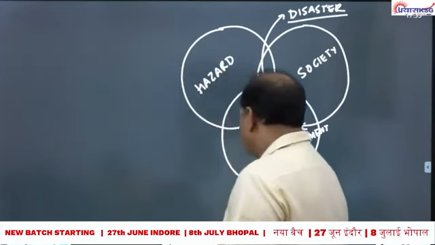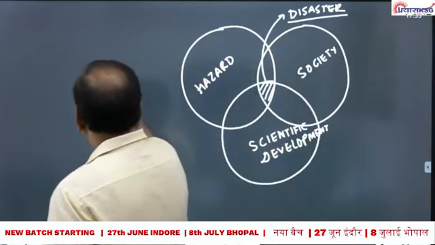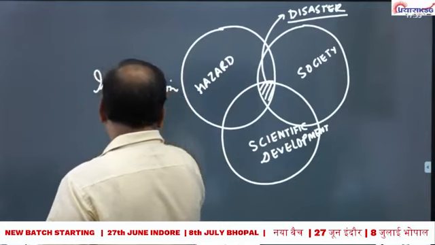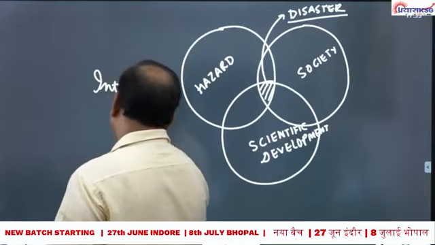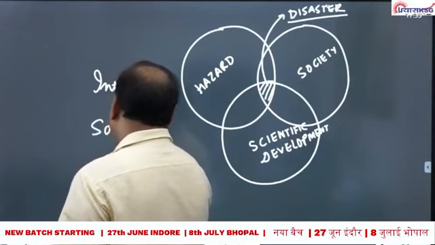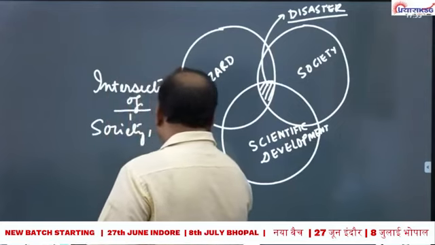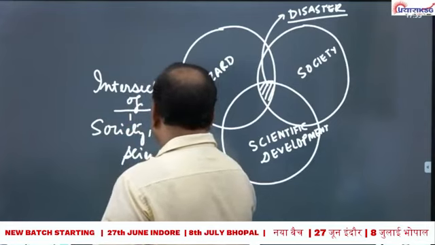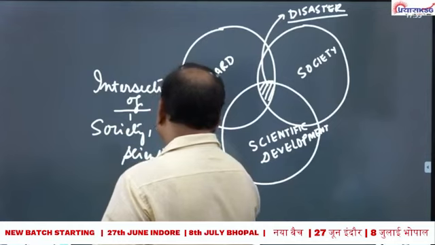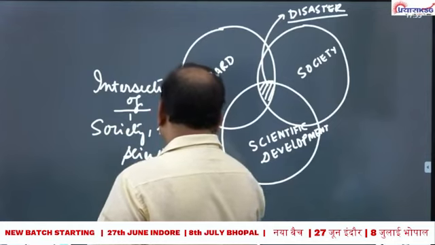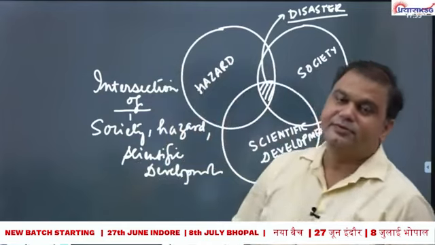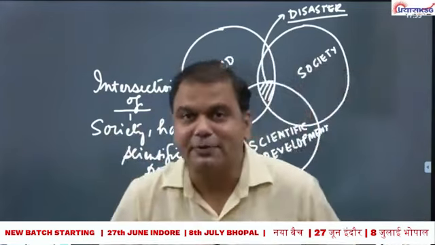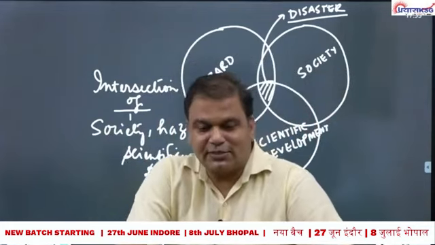Or in other words, disaster happens at the intersection of society, hazard, and scientific development. And that's the figure that has been given to you for that purpose. Clear? Fine. So that's hazard and disaster.